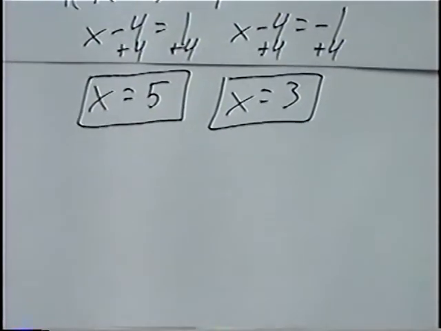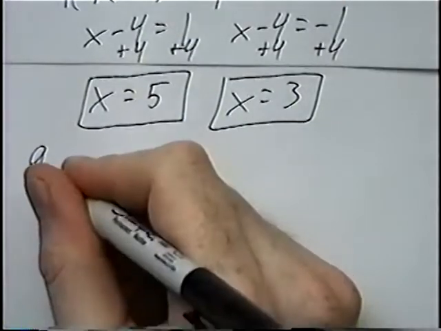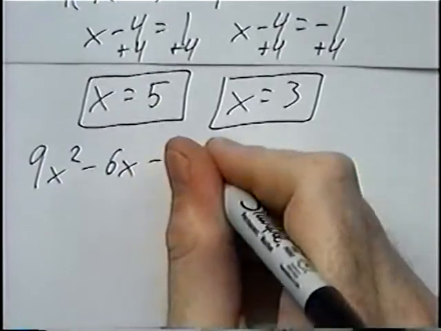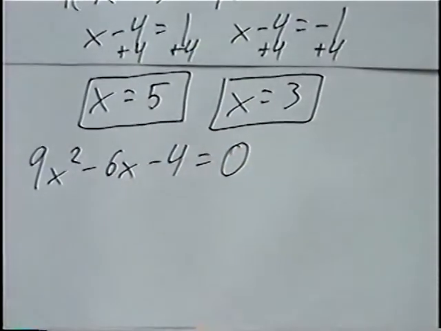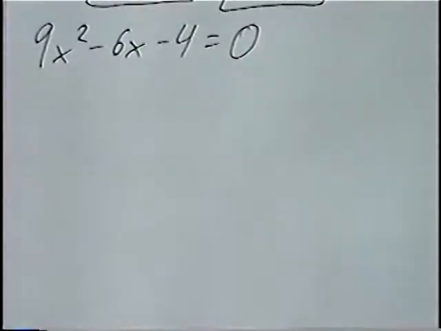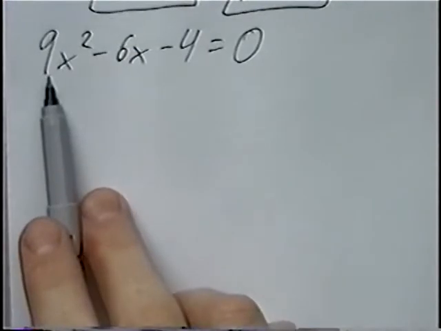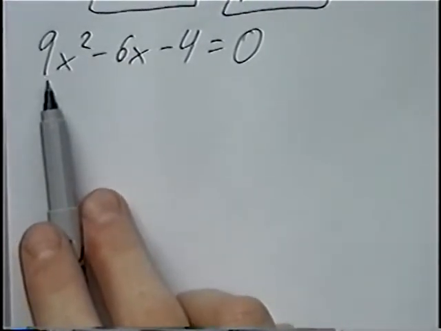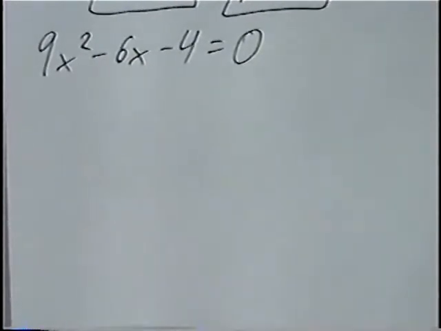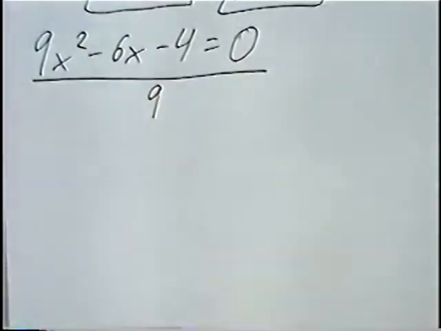Last equation and last problem for the section. We'll have 9x squared minus 6x minus 4 equals 0. Solving this, looking at the values, we have a equal to 9, the number in front of x squared. Keep in mind we want a to be equal to 1 when we complete the square. To change this to 1, we can divide the entire equation by 9.